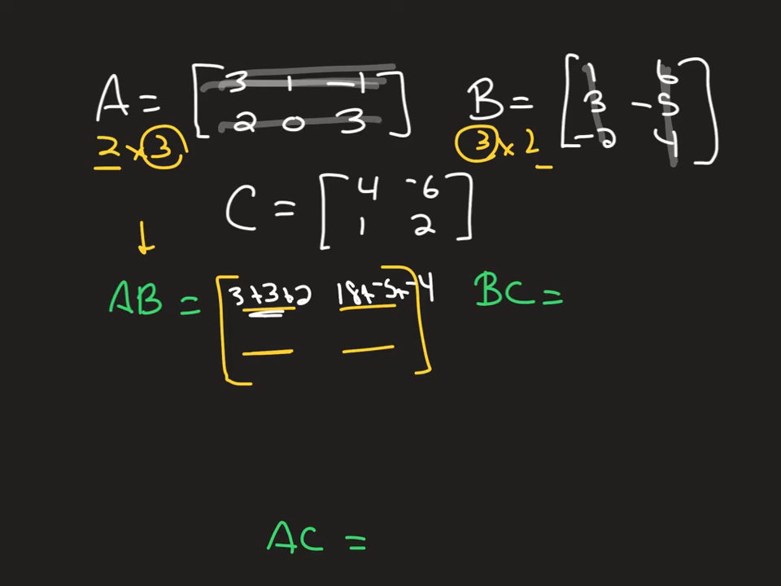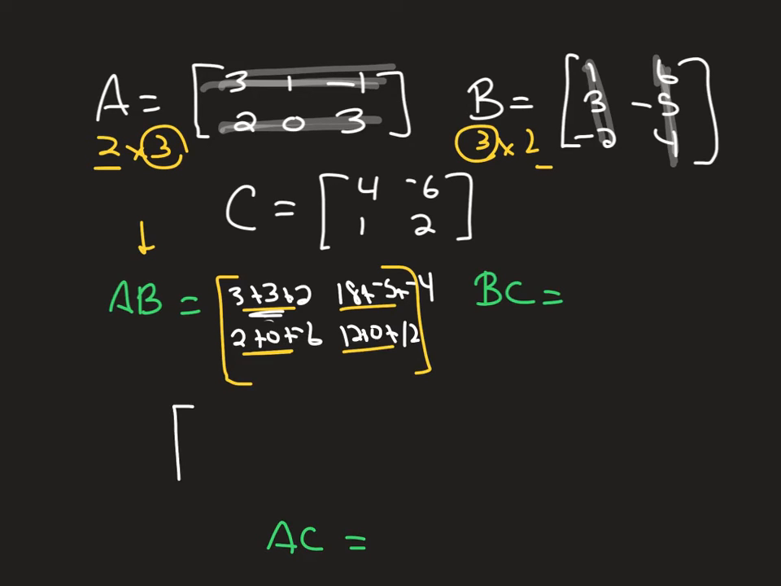All right, now I'm going to my bottom row, my second row. Now I'm going to use the second row of this first one and the first column of the second one, going straight across and down. Sorry, I've got the top row again, darn it. 2 times 1 is 2, 0 times 3 is 0, and 3 times negative 6 is negative 6. That goes there. And then the last thing I'm doing, I'm going to cross that row and down the second column. So I'm going 2 times 6, 0 times negative 5, and 3 times 4.